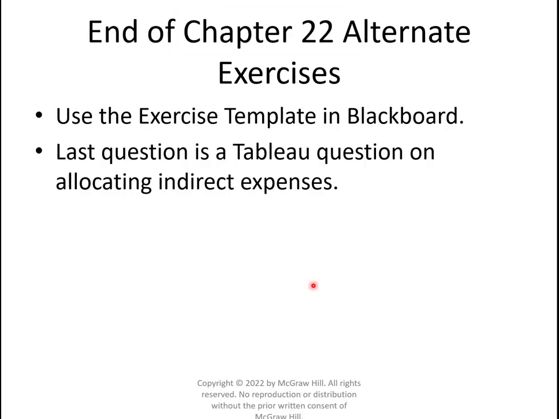Your last question in Chapter 22 is a Tableau question on allocating indirect expenses. So you will be presented with those graphs and you will complete exercises similar to what you did in the exercises, except you'll be using the graph information to determine the answers. This completes the video on your Chapter 22 alternate exercises.